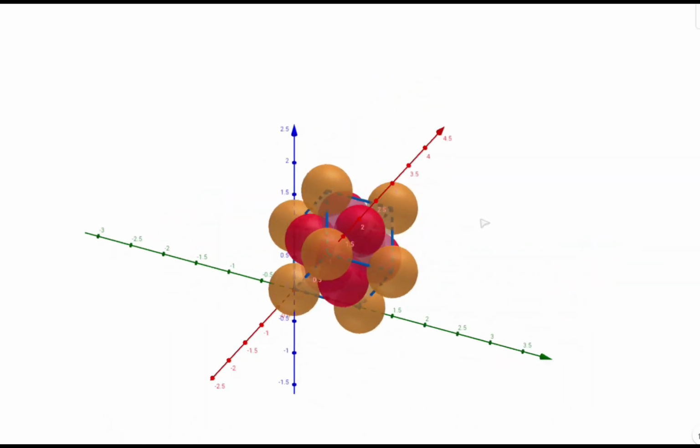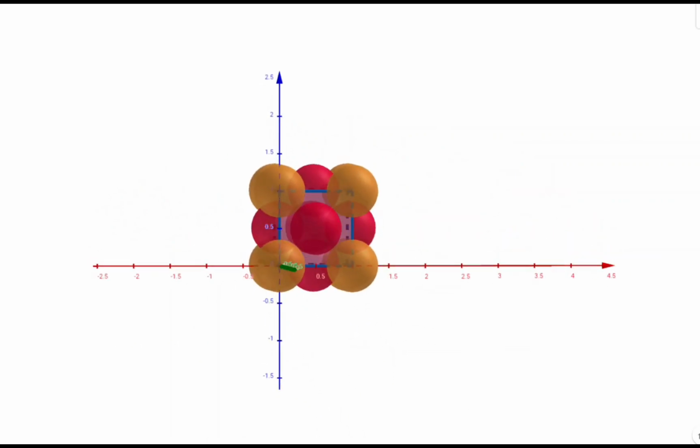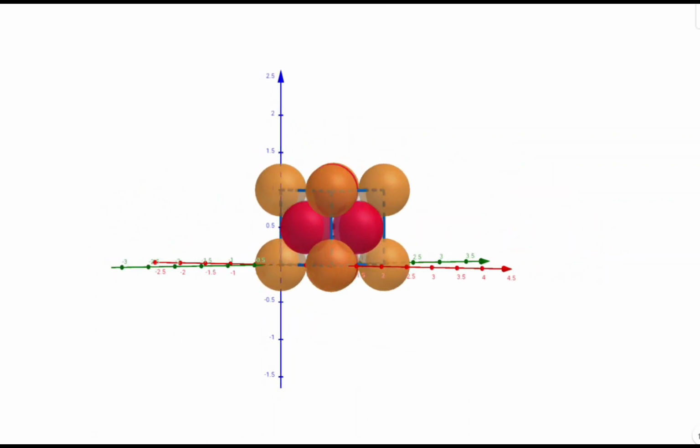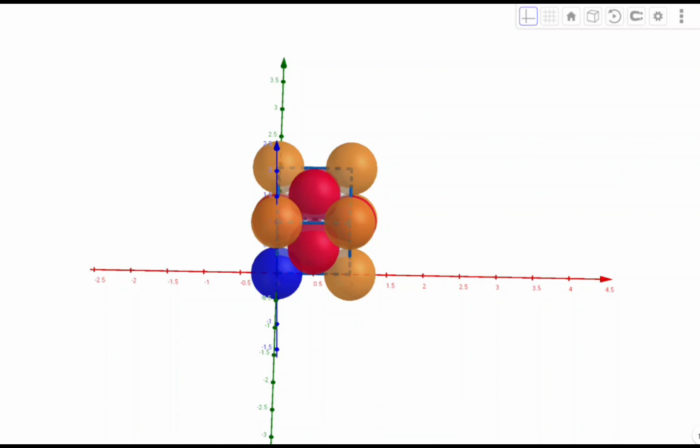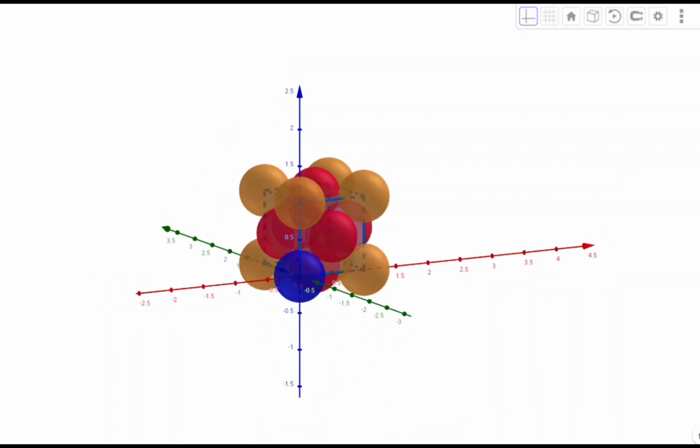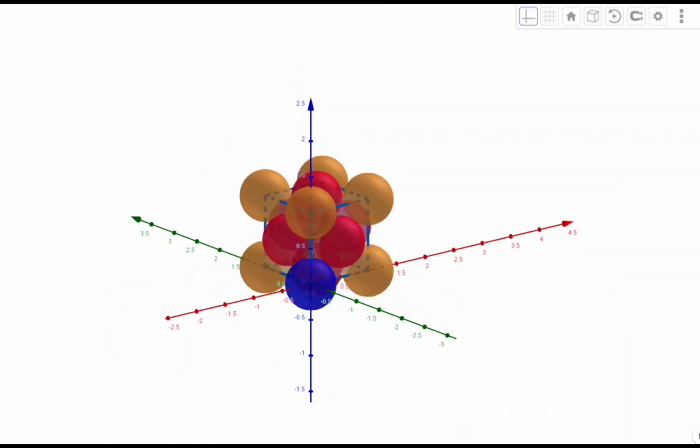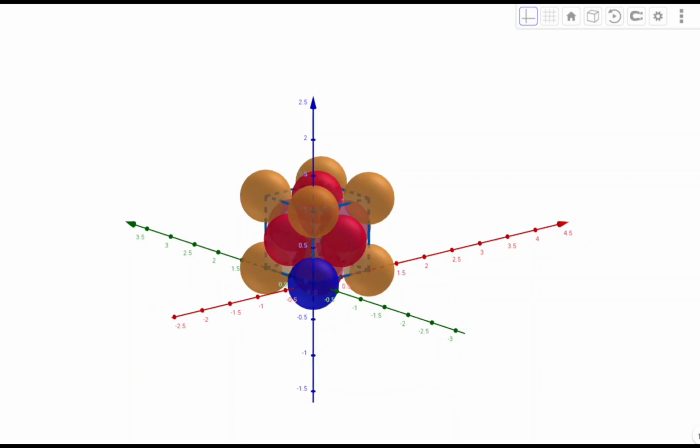Now let's pick up an atom and make it the origin. The blue one here is the origin, as you can see. Now let's find out what is the coordination number, or the first nearest neighbors, in the face-centered cubic system. Assuming that this is x and this is y, and this is z.